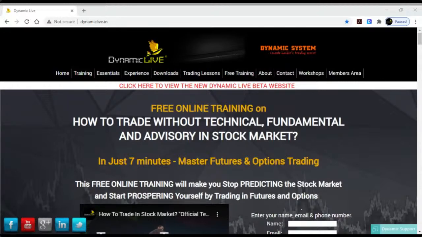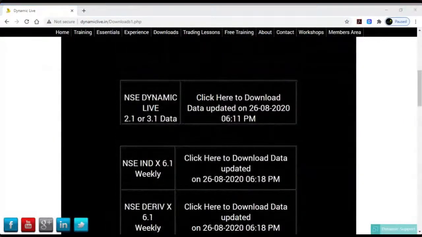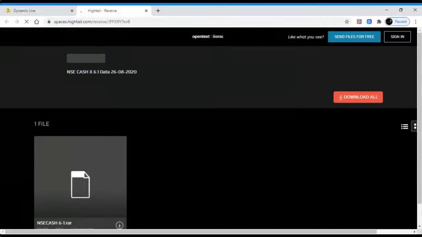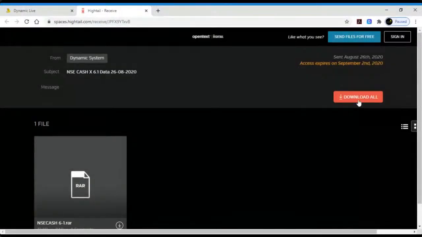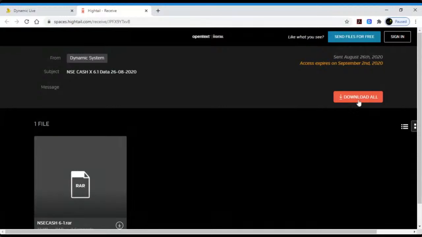Now in this, you have to click on Downloads in the menu. Once you click on Downloads, it will take you to this page. Scroll down. You can see the first link here, NSE Dynamic Live. All of you who have Dynamic Live, if you want to update its data, this is the link you have to click. So let me click on it. Now towards the right side you can see it is written as Download All. So let me click on Download All.